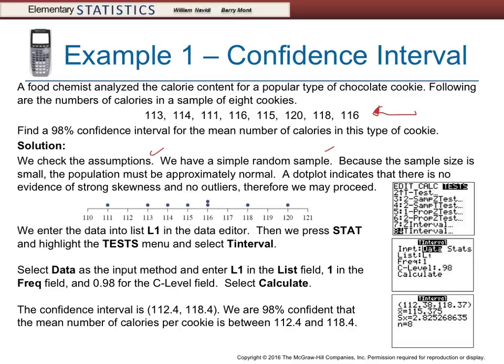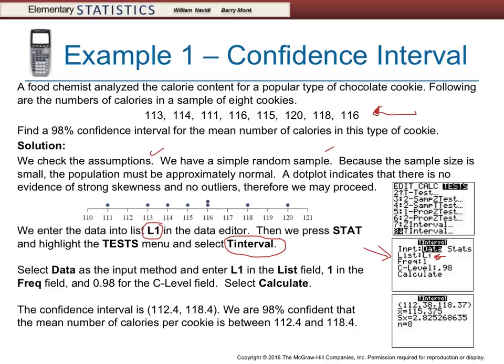Then we want to make sure, of course, that we've entered the data into L1 when we go to use the box plot. So we enter the data by hitting stats, hitting enter, entering it into L1. Then we press the stats key and go over to test, and we select the t-interval. Once we select the t-interval, option 8, we get the following menu screen. We're going to select data. Why? Because we entered the data into L1. And for the list, we're going to put in L1.